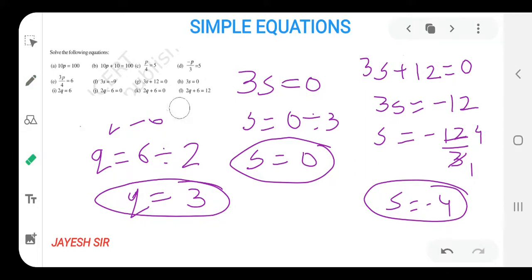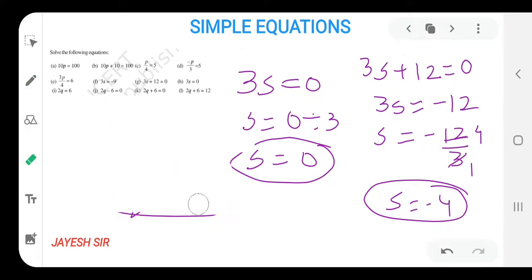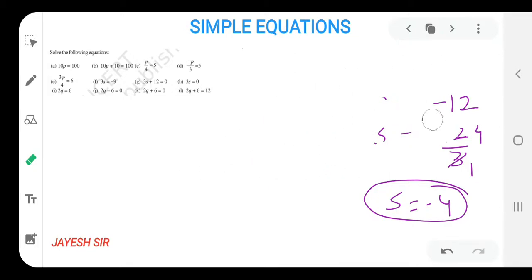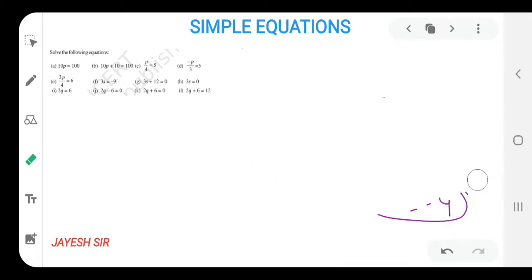So let us begin with the next sum. And if you are capable of solving on your own, pause the video and try to solve the remaining 3 sums on your own, as I am solving over here for you anyway. So no need to worry about that. You can afterwards play the video and check whether you have solved it correctly or not. Next sum, 2q minus 6 equals 0.